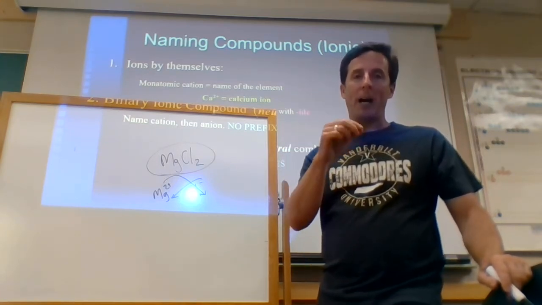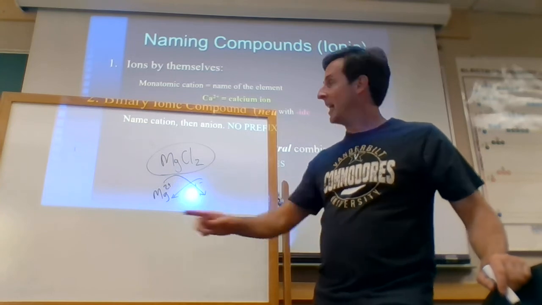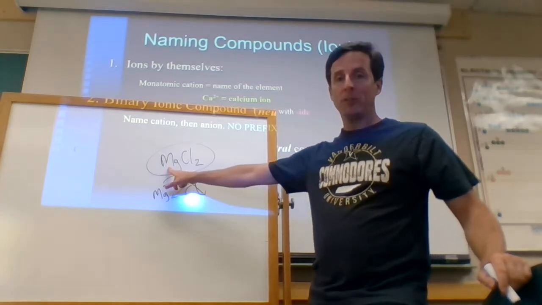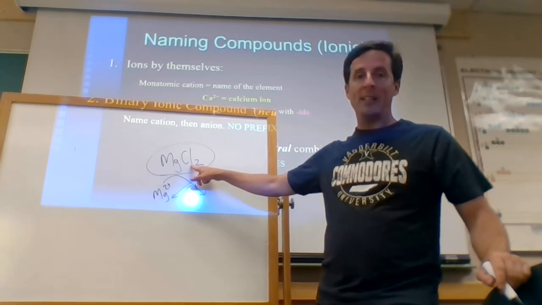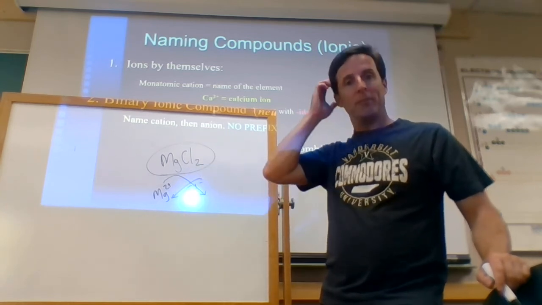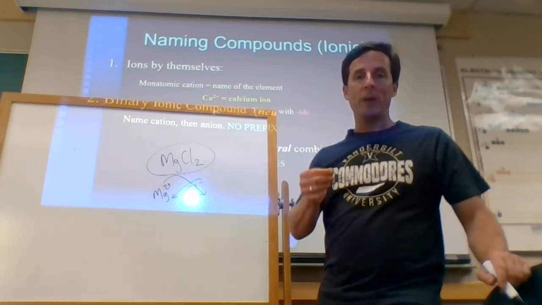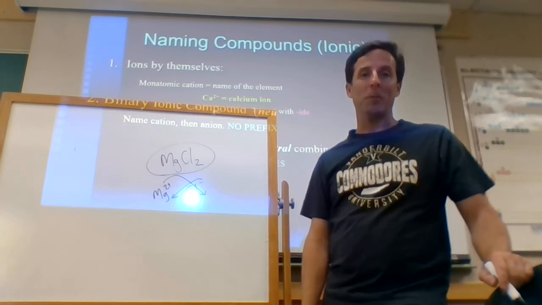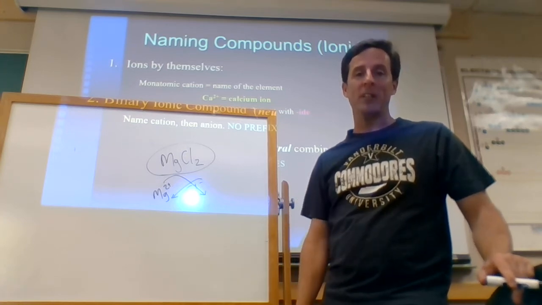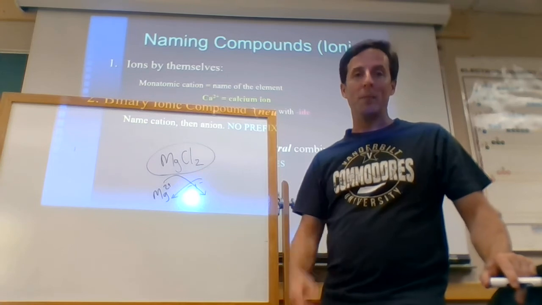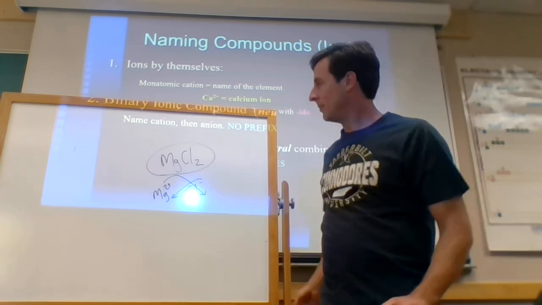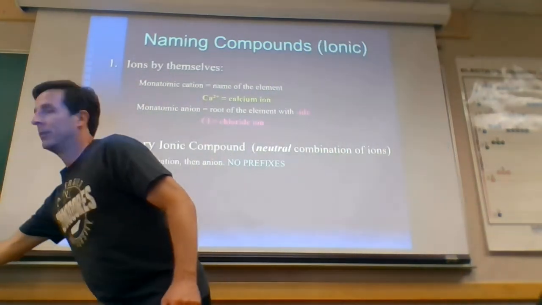So when you name ionic compounds, you just name the metal, you name the non-metal with -ide, and that's it. Magnesium chloride. If you use prefixes, it's kind of like you're insulting somebody and saying, oh, you're not smart enough to figure this out yourself, so let me tell you. Well, chemists don't like that. Okay? So that's our naming rules.